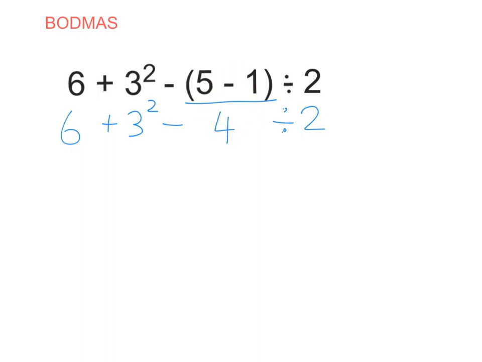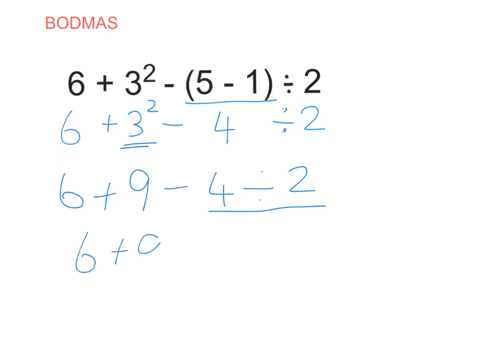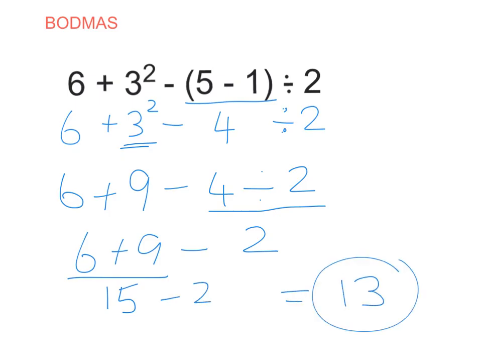Next, have a look at what we've got. The O stands for power of, and here we have 3 to the power of 2. So 6 plus 9 minus 4 divided by 2. Now we have an addition, a subtraction, and a division. Do the division first. 6 plus 9 minus 2. And then with addition and subtraction, do them in the order they appear, left to right. 6 plus 9 is 15. Take away 2 gives me a final answer of 13.